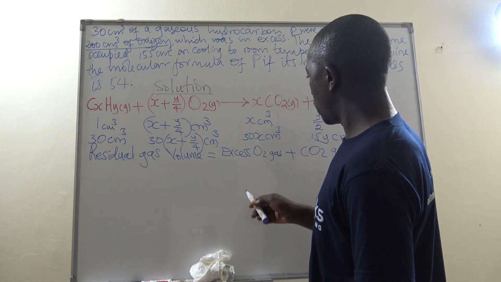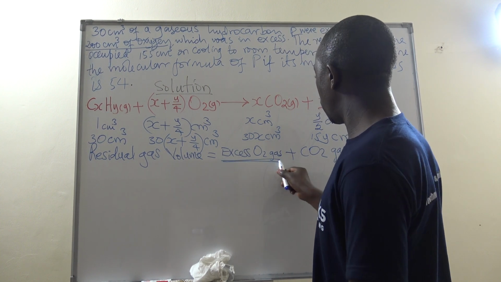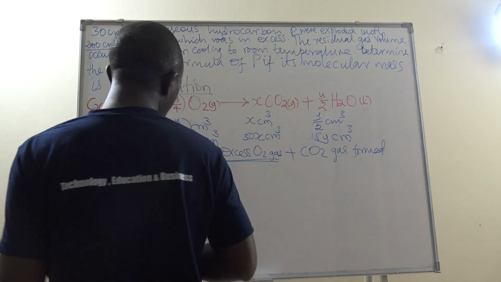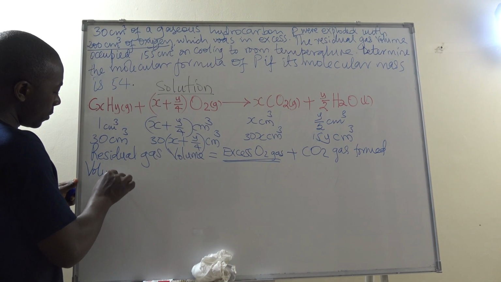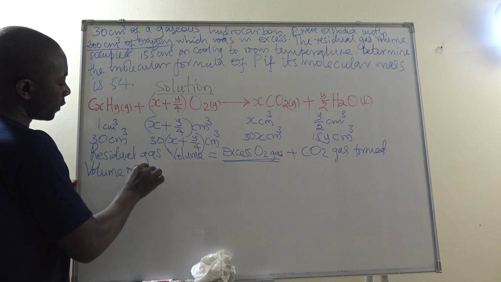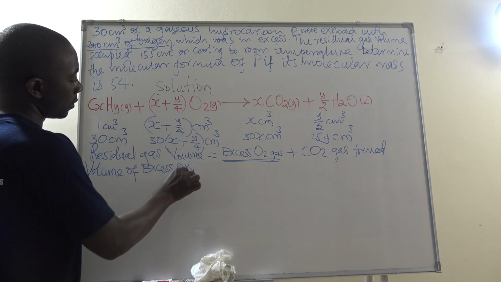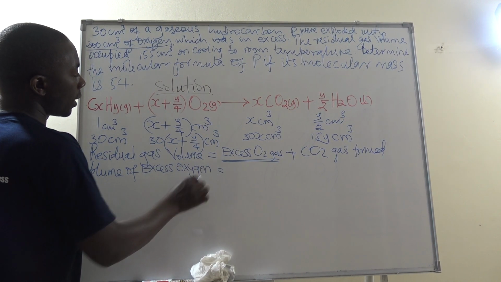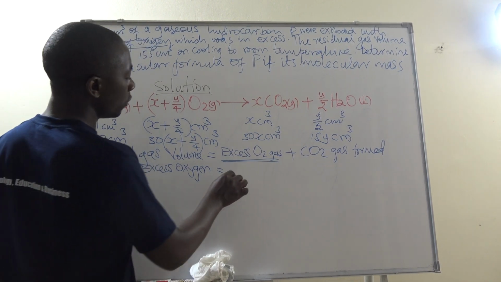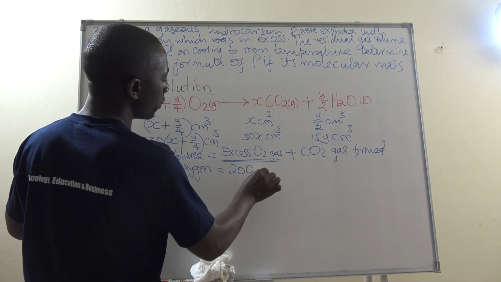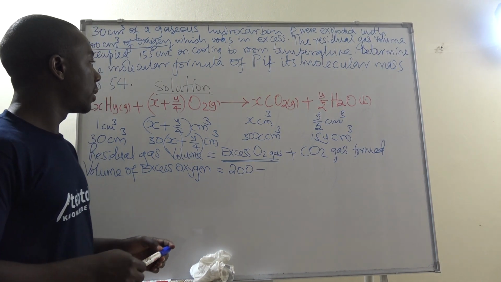Now, the excess oxygen gas, currently we don't have it, but we can find it. Or we can say the volume of excess oxygen should equal what? Should equal the total oxygen, which is 200. That is the total volume of oxygen used. Part of it reacted and part of it never reacted.